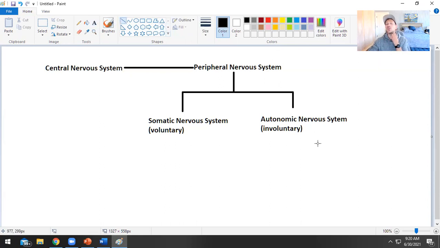And then this does further divide down into two more divisions, which are your sympathetic and your parasympathetic. You might remember we were talking a little bit about those sections yesterday.